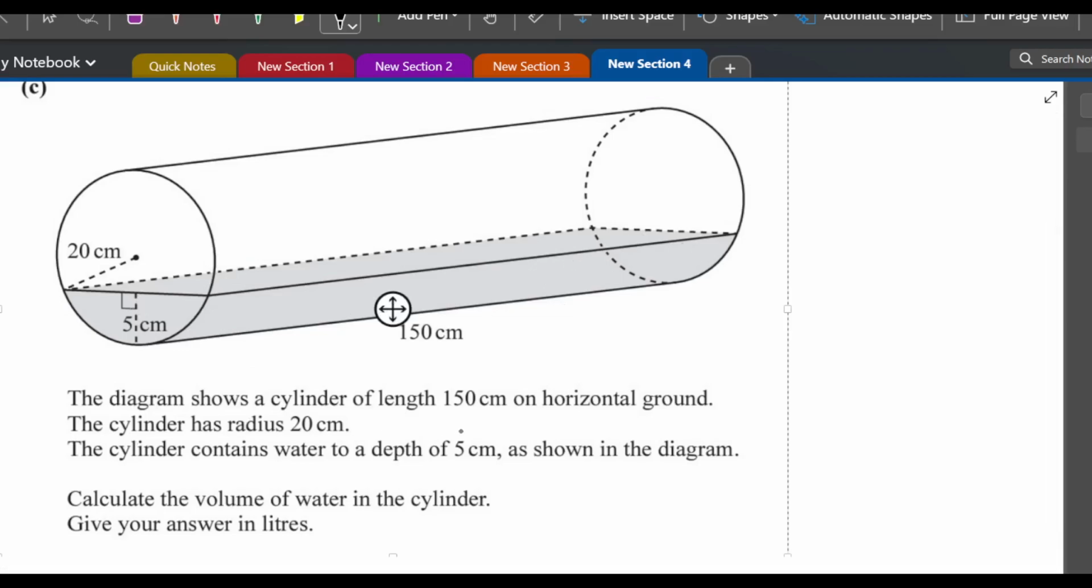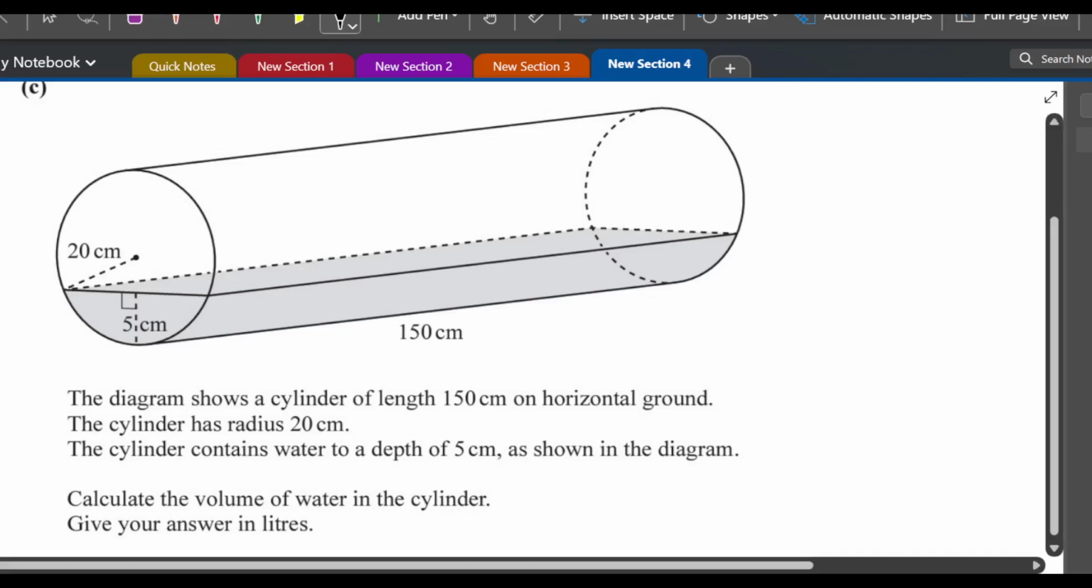The diagram shows the cylinder of length 150 centimeter and the horizontal ground. The cylinder has radius 20. The cylinder contains water to a depth of 5, as shown in the diagram. Calculate the volume of the water in the cylinder. Give your answer in liter. Okay, fine.